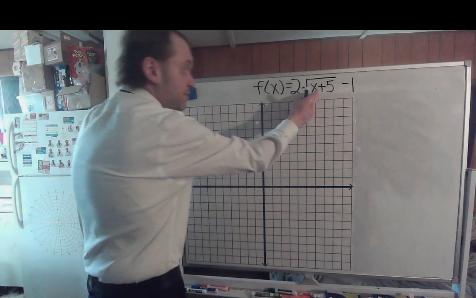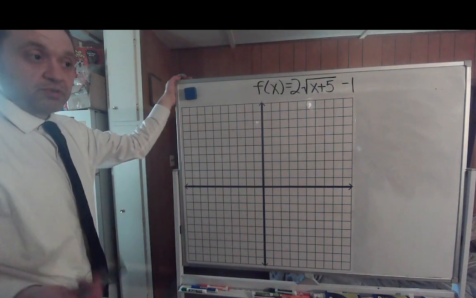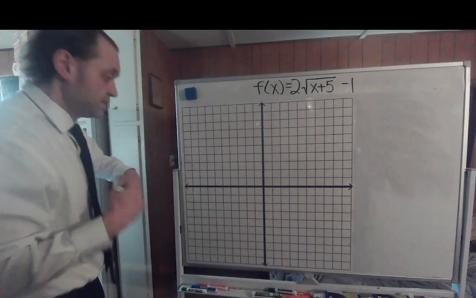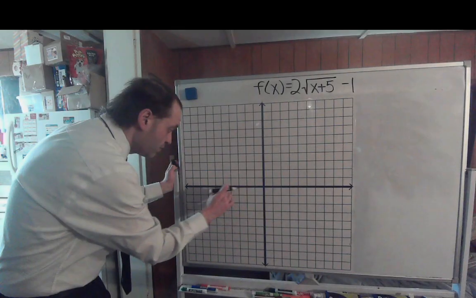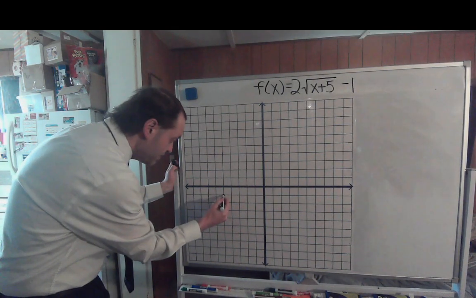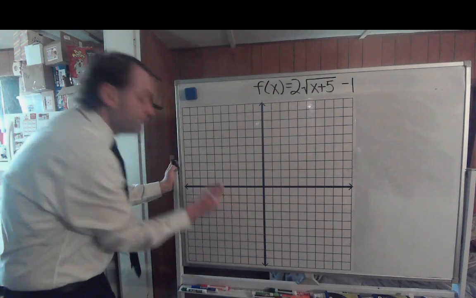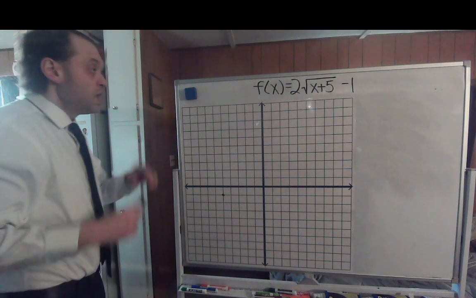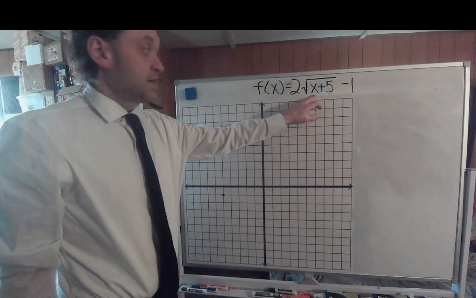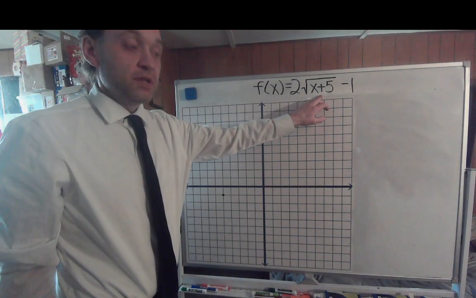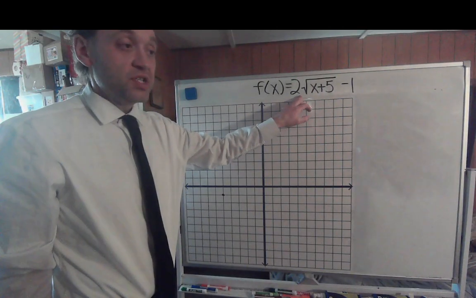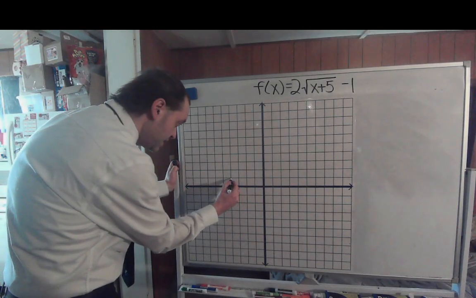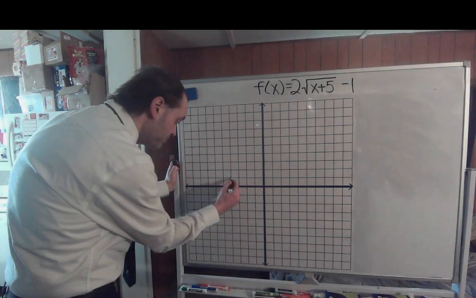So let's put in negative 5 for x. Well, negative 5 plus 5 is 0. Square root of 0 is 0. Times 2 is 0. Minus 1 is negative 1. So 1, 2, 3, 4, 5. Negative 5, negative 1, excuse me. I start at negative 5, negative 1. Let's put in negative 4 for x. So negative 4 plus 5 is 1. Square root of 1 is 1. Times 2 is 2. Minus 1 is positive 1. So I'd actually be at negative 4, positive 1.